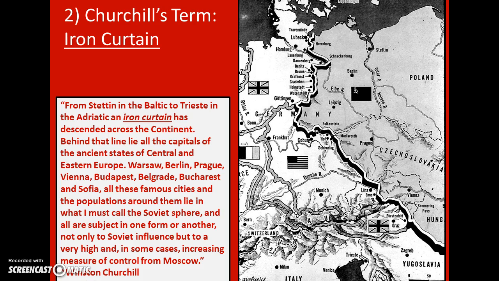This inspired Churchill's term of the Iron Curtain, which also marks the second cause of the Cold War. The United States, Great Britain, and France, all democracies, wanted to be sure that the Soviet Union would not spread past its borders and into Western Europe.